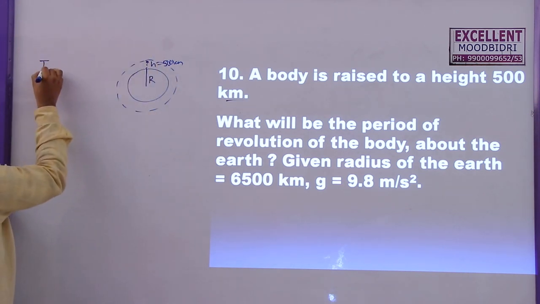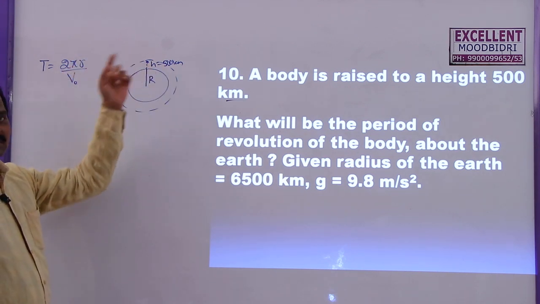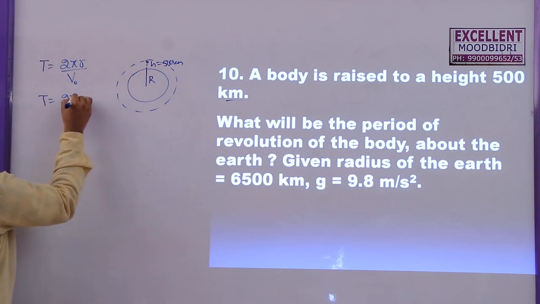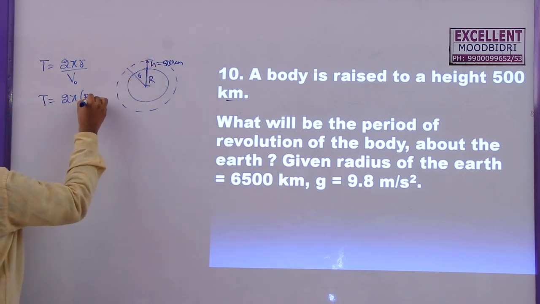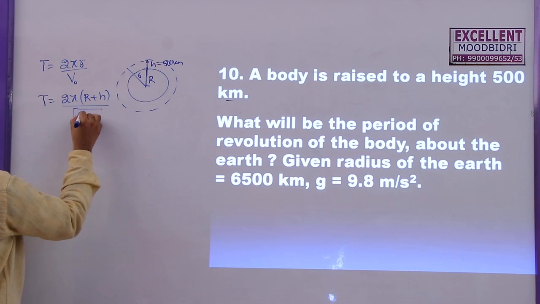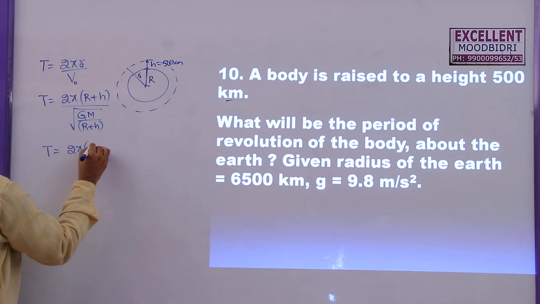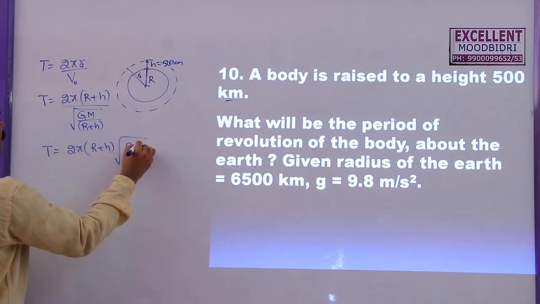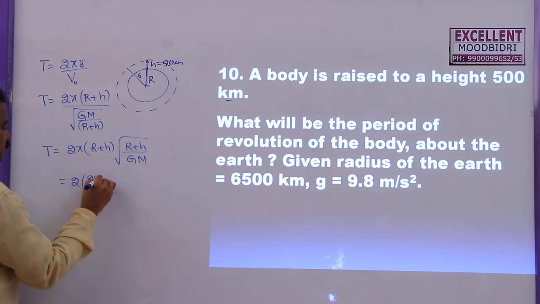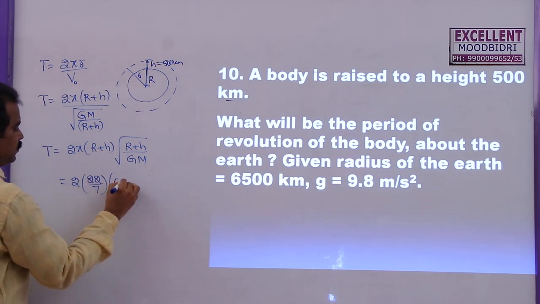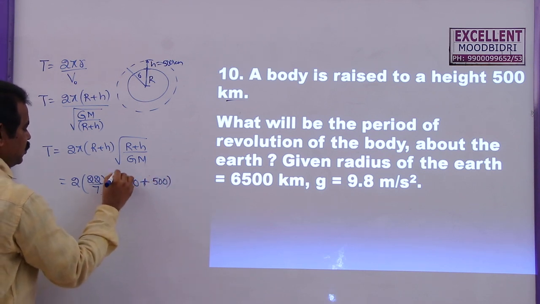So what is the time period formula? Time period is equal to 2 pi r by that velocity in that orbit, which you call orbital velocity. So T is equal to 2 pi, this r is from here to here, and this is h. Total r will be r plus h by root over GM by r plus h. So time period is 2 pi r plus h root over r plus h by GM. Now if you substitute the values, 2 into 22 by 7, radius of earth is 6500, height above the surface of earth is 500, these two are in kilometers.